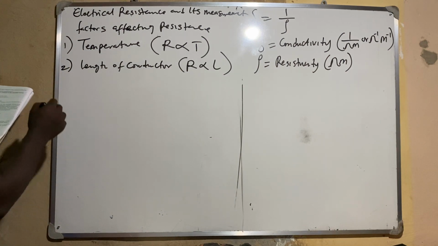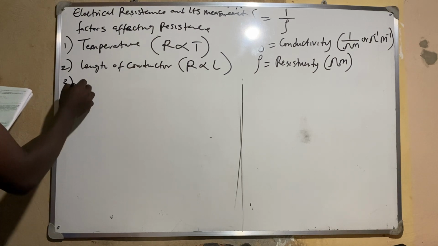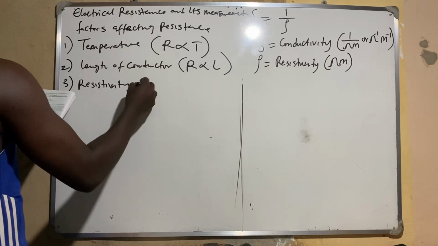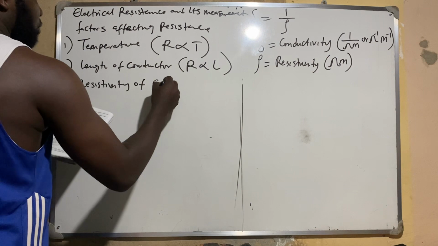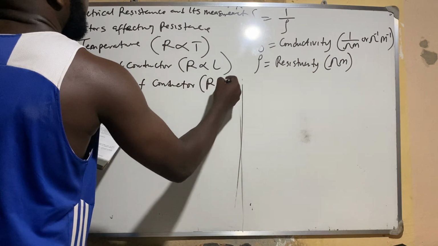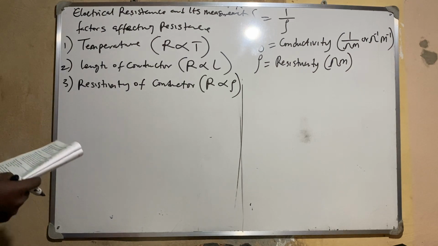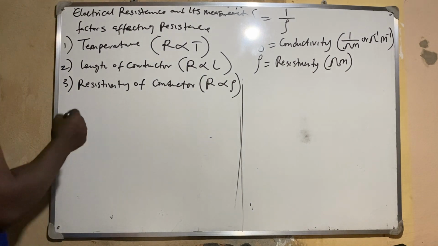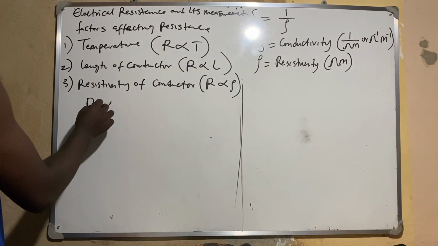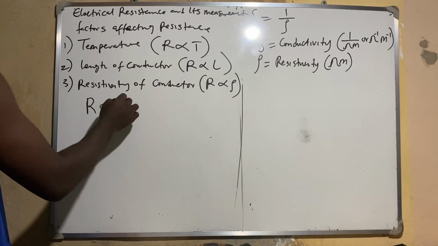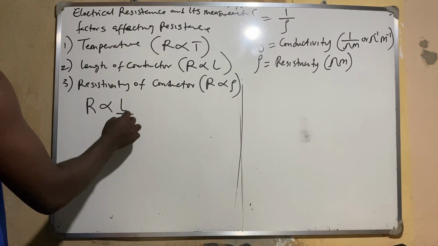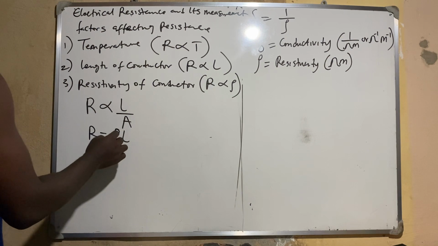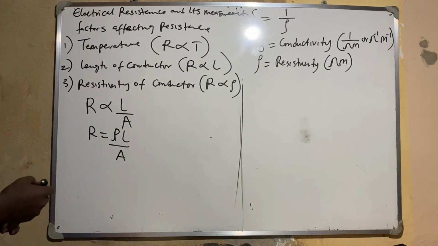The next thing, number 3, is resistivity of the material or conductor. So the resistance is directly proportional to resistivity as well. So in general, resistance is directly proportional to length, but it's inversely proportional to area. So we now have that R is equal to rho L over A. So that is how we have that formula.